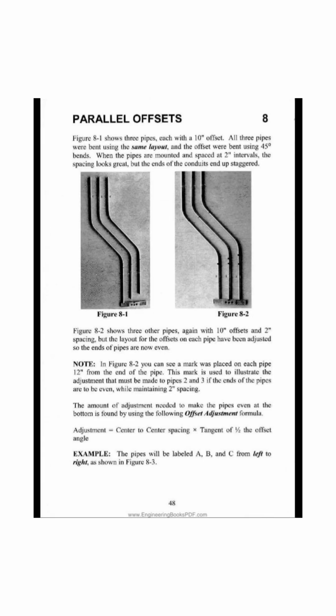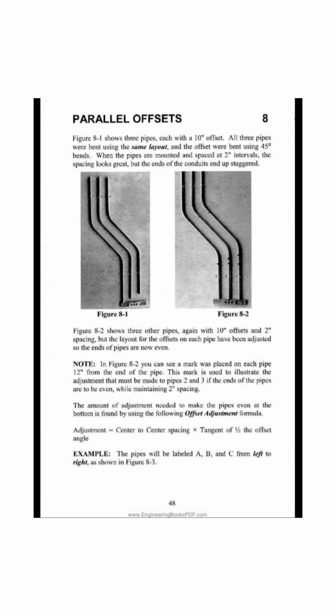Parallel offsets. Figure 8-1 shows 3 pipes, each with a 10 inch offset. All 3 pipes were bent using the same layout, and the offsets were bent using 45 degree bends. When the pipes are mounted and spaced at 2 inch intervals, the spacing looks great, but the ends of the conduits end up staggered. Figure 8-2 shows 3 other pipes, again with 10 inch offsets and 2 inch spacing, but the layout for the offsets on each pipe has been adjusted so the ends of the pipes are now even.